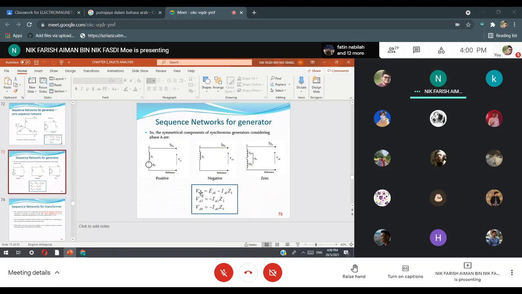So these are the voltages for positive sequence, negative sequence, and zero sequence. You have to remember this. You have to memorize this circuit and this circuit, for the generator. This is valid only for the generator. Why the generator? Because in a power system network, we have a generator. That's why we need to know the circuit for the generator, positive, negative, and zero sequence.